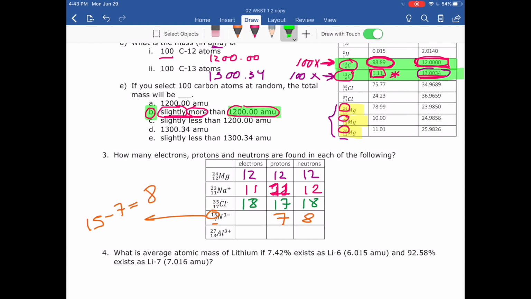And finally, because nitrogen has a 3 minus as the charge, that means that it has 3 more electrons than the neutral atom. So if it has 3 more electrons, the neutral atom would have 7 electrons, so this one is going to have 10 electrons. 3 extra negative charges. And finally, we're going to do the last one with aluminum here.